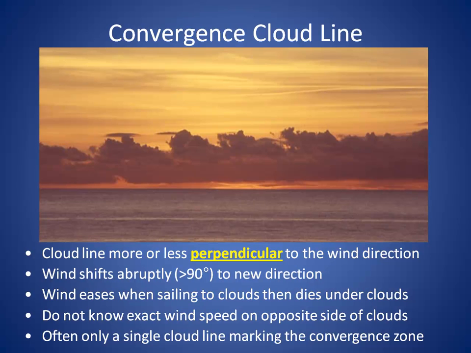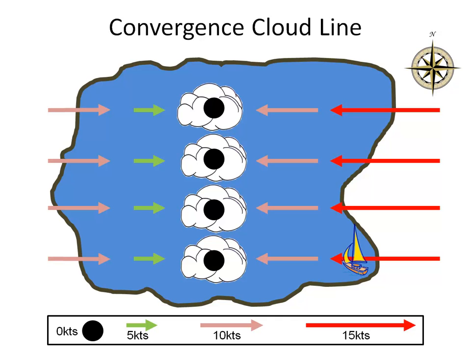But it's important to point out that you will not know the exact wind speed on the side of the cloud line opposite to your current location, and that's because the wind speed may not be equal on either side of the cloud line. And this can be seen in this diagram.